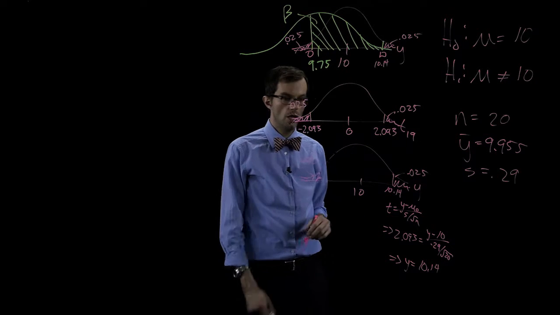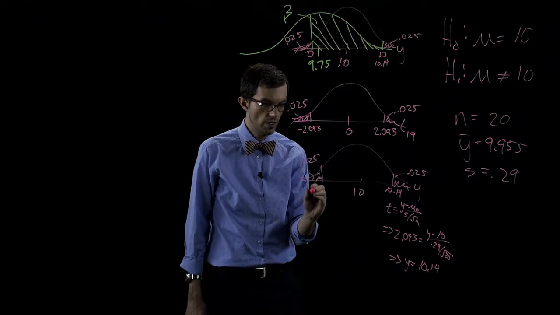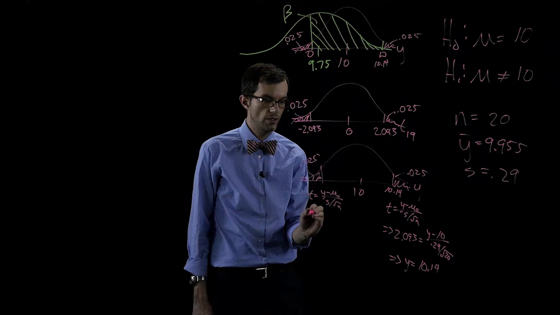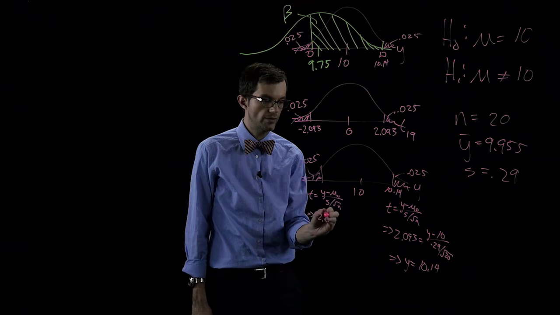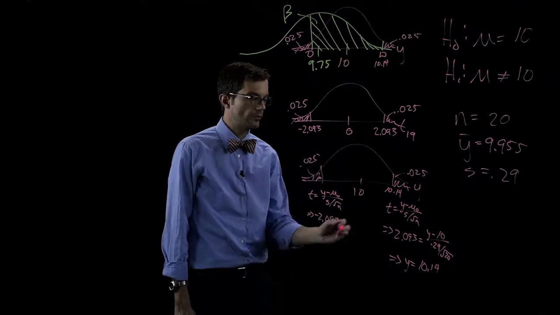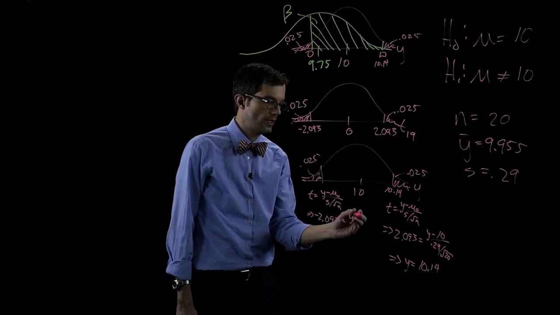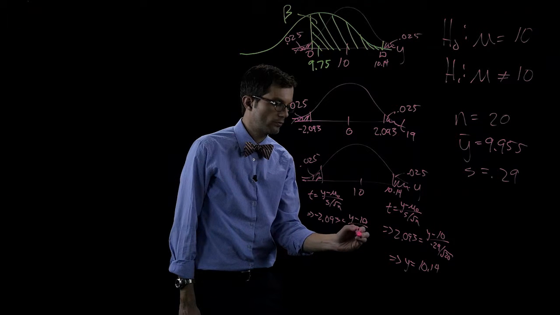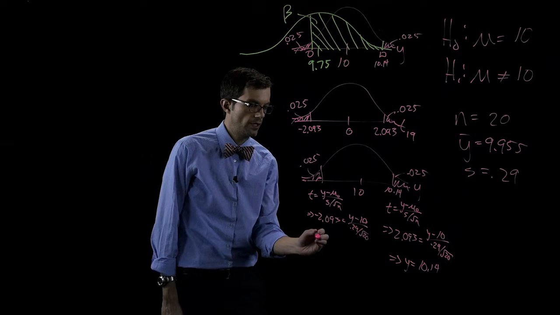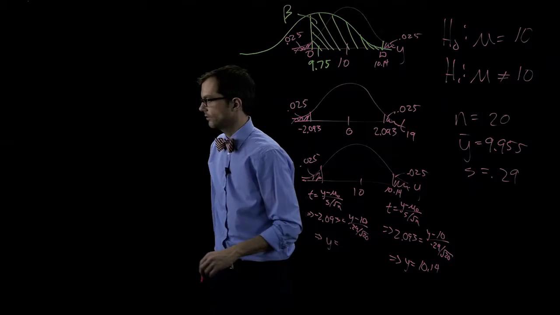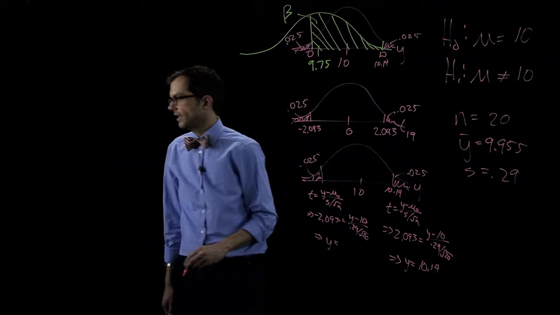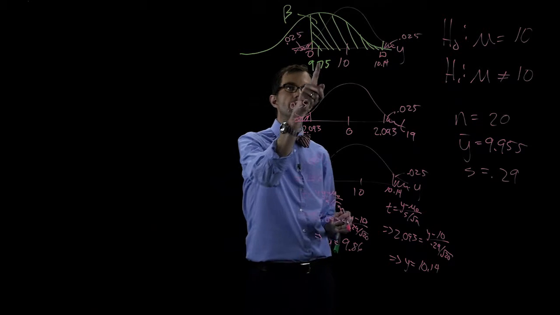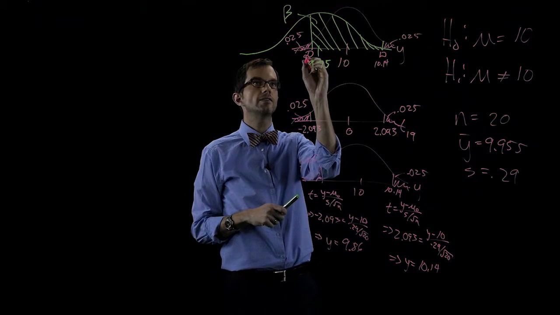Let's find this one. T is equal to y minus mu 0 over s over root n. We know the value t, negative 2.093. That's equal to the value y minus 10 over s, 0.29 over root 20. That implies that the value of y is 9.86. So actually the mean here, this is 9.86.